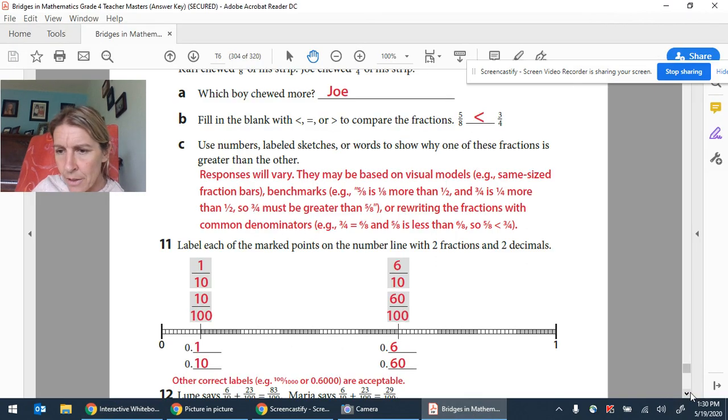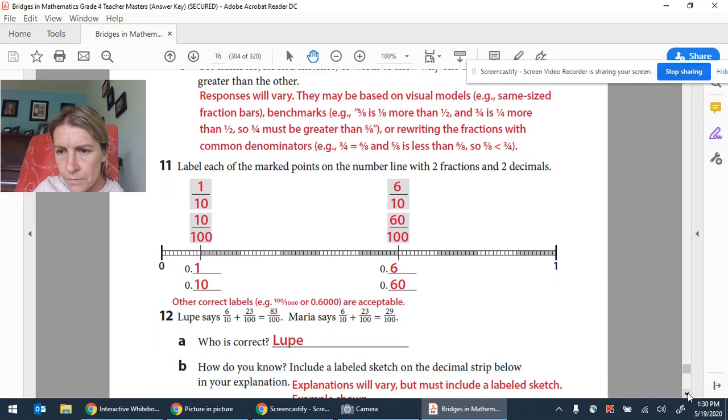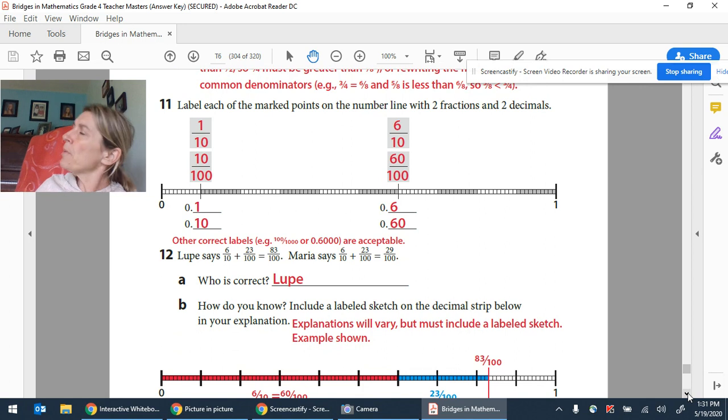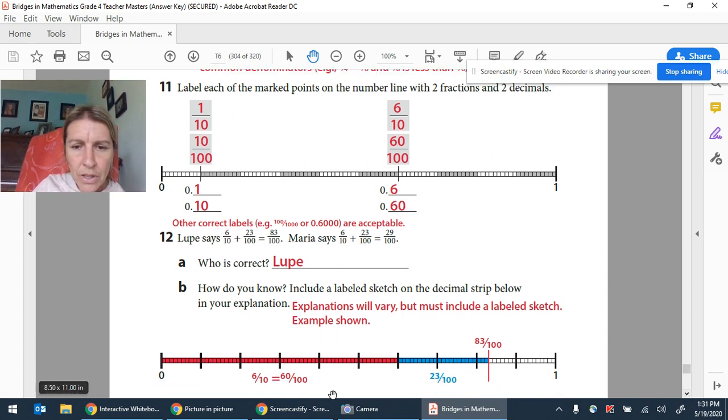Welcome back. Here we go. Lupe is in fact correct. Because you guys, 6/10ths is actually 60/100ths. 60 plus 23 is 83/100ths. So you could do it like this. And that is a wrap.